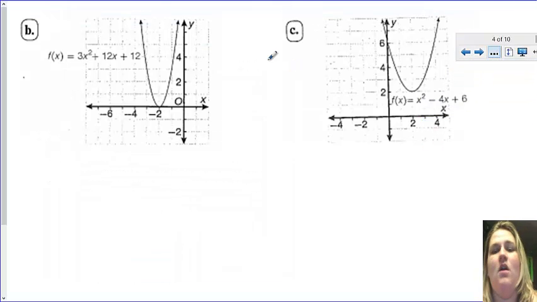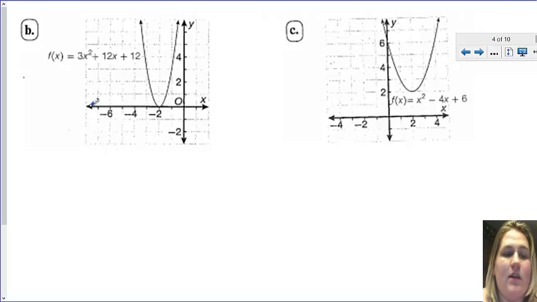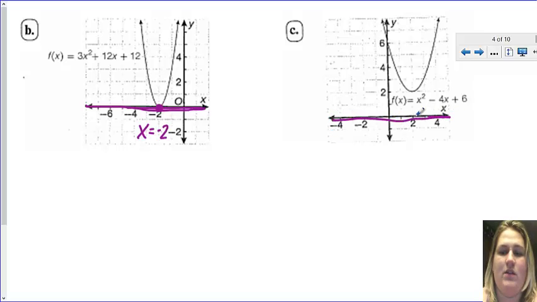We're going to do the same thing on B and C. On B, our x-axis is right here. Okay, so it hits the x-axis right here, just at one point. So on this one, my zero is going to be at x equals -2. Okay, final answer. On C, my x-axis is right here. On this one, my graph is up here, right? Does it hit the x-axis? No, it doesn't hit the x-axis. And if it doesn't hit the x-axis, there are no zeros.